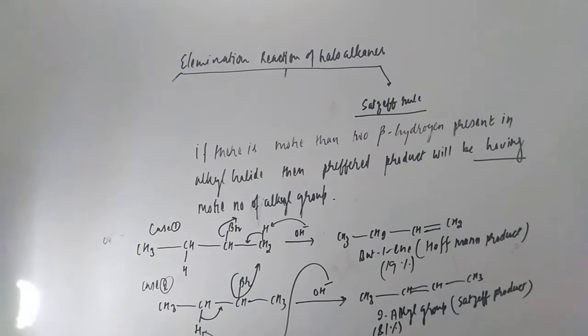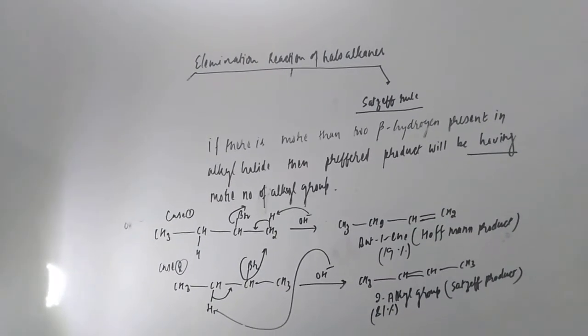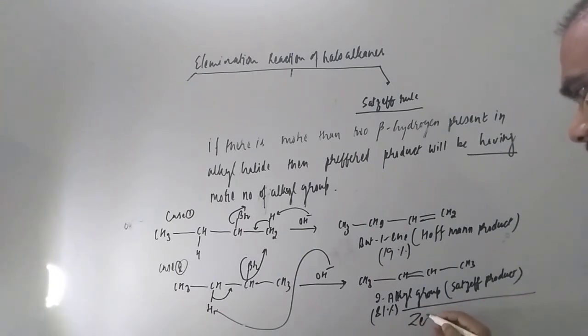Either you say Saytzeff product, or there is one more name, students. The other name is also Zaitsev product. So it has two names, students. Zaitsev product or Saytzeff product, both are the same. So this is all about the elimination reaction of haloalkanes and haloarenes.